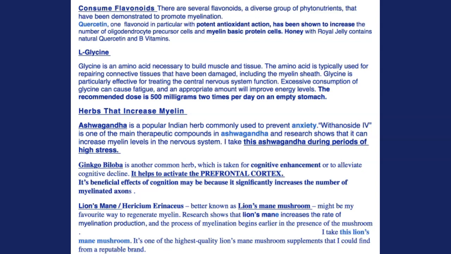L-glycine. Glycine is an amino acid necessary to build muscle and tissue. The amino acid is typically used for repairing connective tissues that have been damaged, including the myelin sheath. Glycine is particularly effective for treating central nervous system function. Excessive consumption of glycine can cause fatigue, and an appropriate amount will improve energy levels. The recommended dose is 500 milligrams 2 times per day on an empty stomach.